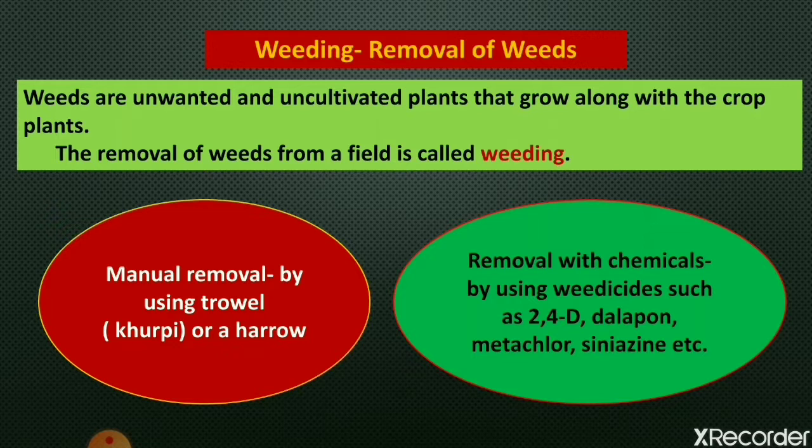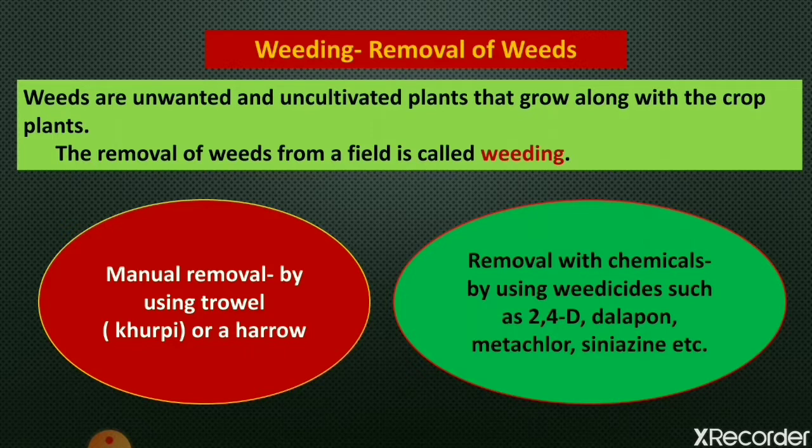So what happens when they grow along with the crop plants? They compete with them. How do they compete? They compete with the crop plants for water, for minerals, for sunlight, for space, for everything. That is why it is very important to remove the weeds, the unwanted plants, from the field from time to time. So the removal of weeds from a field is called weeding.